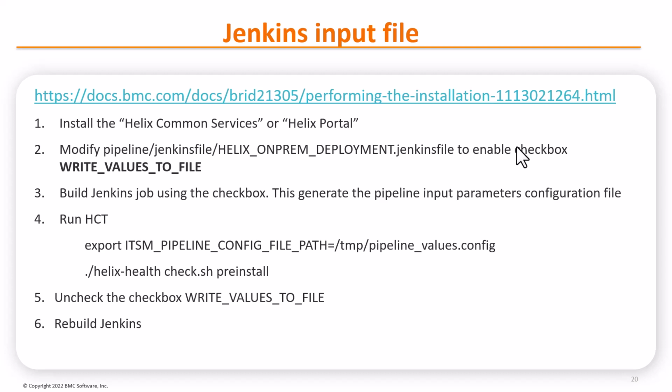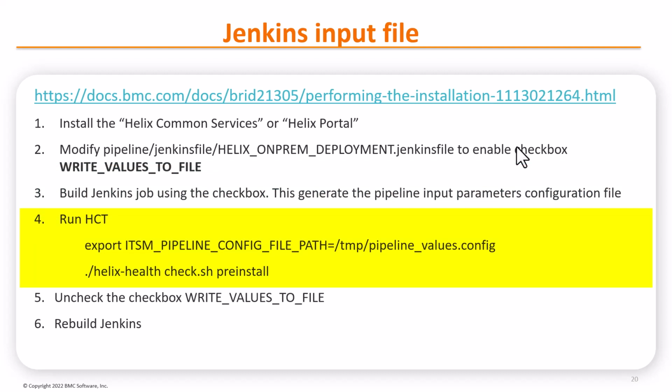The overall process is clubbed into 6 steps. Step number 1 is to install the Helix common services. Step number 2 is to modify the Jenkins pipeline job to have a checkbox, write values to file, which is a dry run checkbox. The third is to build the Jenkins job using that checkbox. This will not run the actual installation. It will generate all the input parameters that you entered into a flat configuration file.